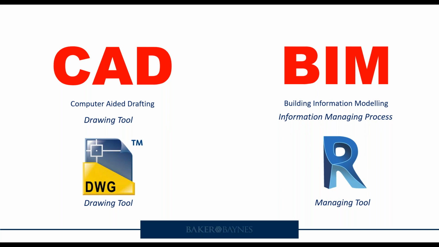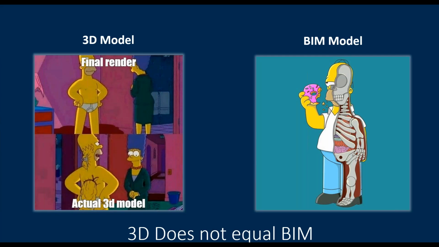When it comes to BIM, BIM is an information managing process. The managing tool that you use is Revit, and Revit is not the only 3D tool that you can use to produce your BIM model, but Revit is the one that is most widely and most commonly used across the world. And so for me, I always tell people the difference is that CAD is a drawing tool, and it has got some managing features, whereas Revit is a managing tool and it's got some drawing features. And so you want to just make sure that you're using the tools in the right way and in the best way that gives you the most value.